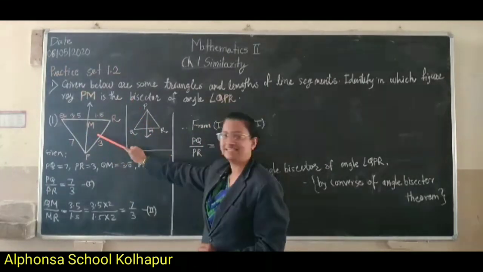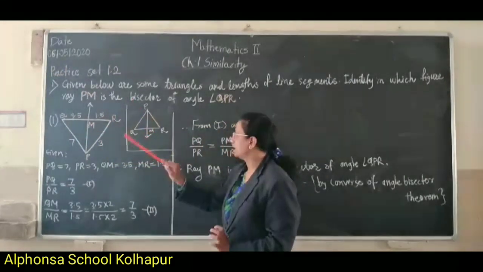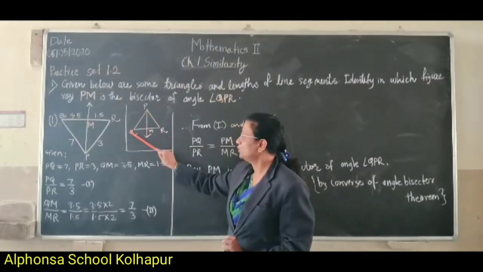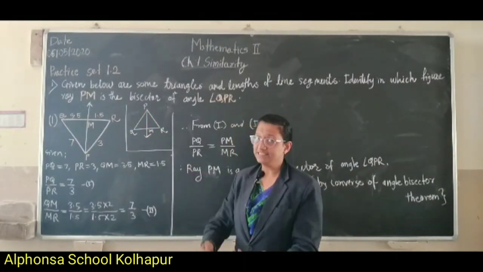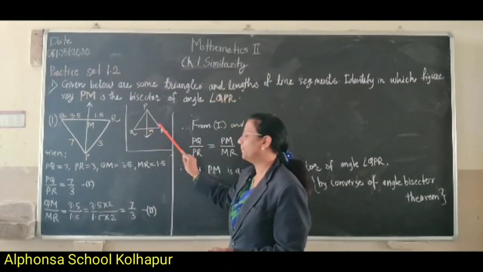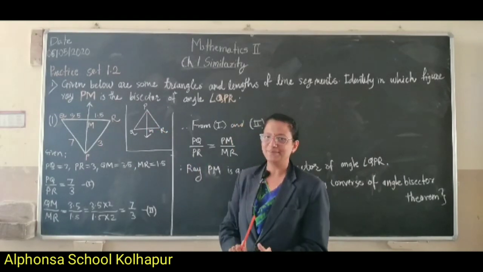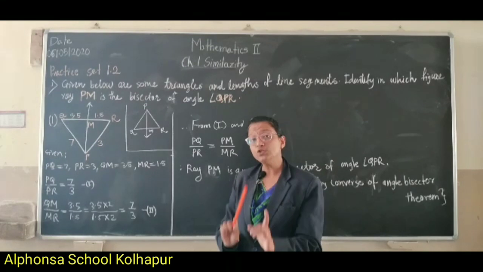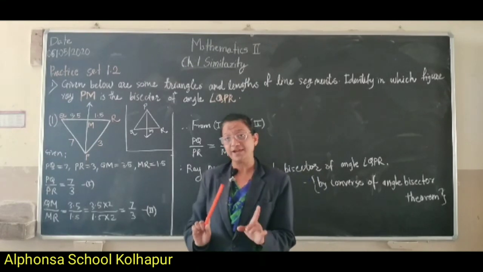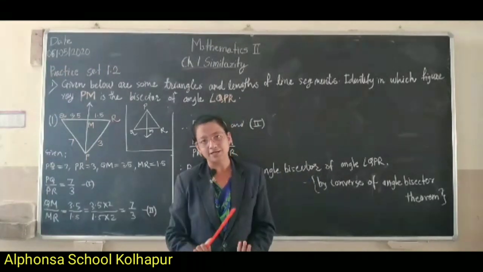See the diagram for this. I have drawn the same diagram this way. Now, if we get PQ upon PR is equal to QM upon MR, then we can conclude that PM is an angle bisector. Fine. So both the ratios we are going to find first. Understood? So let us start the solution.